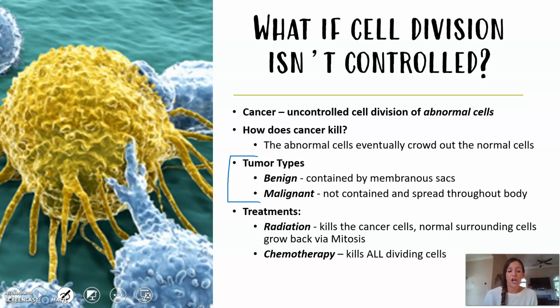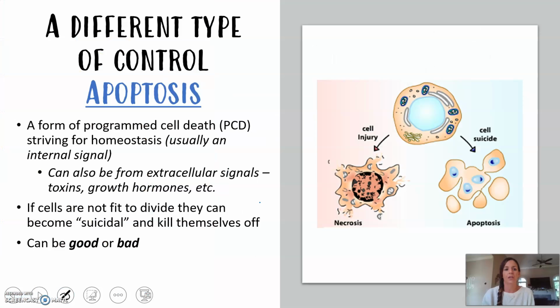We also then need to talk about treatment. So in terms of how you treat cancer, I'm sure you've all heard of chemo or radiation, right? Well, chemo is a little more severe than radiation because it's going to kill every single cell dividing. And guess what? You have lots of cells in your body that are normal that need to divide. So a lot of times it affects you in more ways than just those cancerous cells. Radiation kills the cancer cells because it's targeted, and it also will kill some of the normal surrounding cells, but those will typically grow back via mitosis.